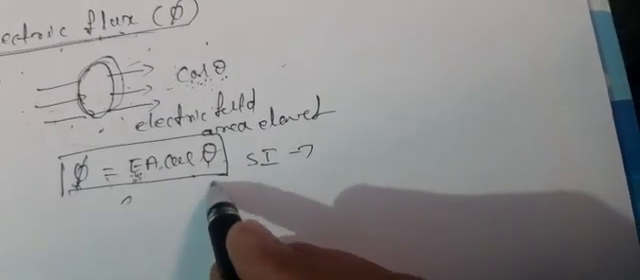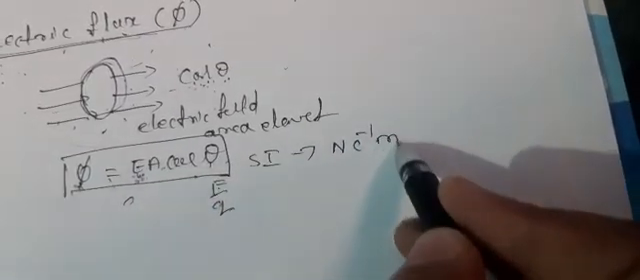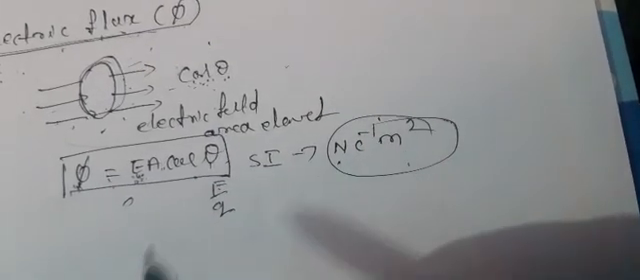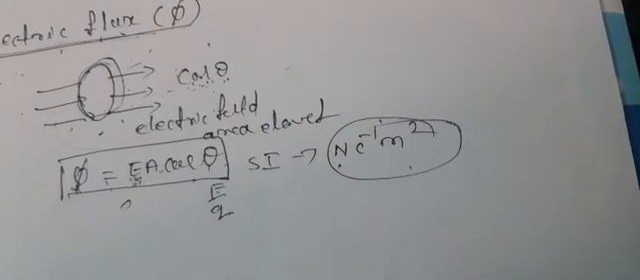What is the definition of electric field? It is the force acting on a unit positive charge. The unit of force is Newton, the unit of charge is Coulomb inverse, and area is meter square. So Newton, Coulomb inverse, meter square is the SI unit of electric flux.